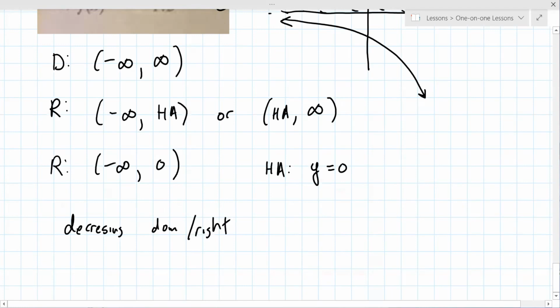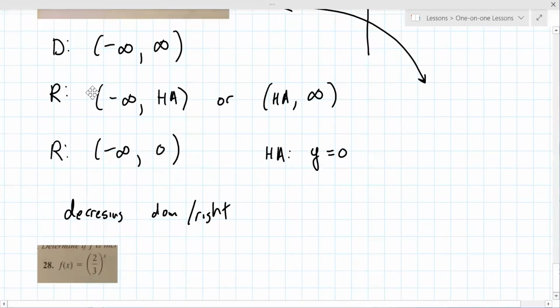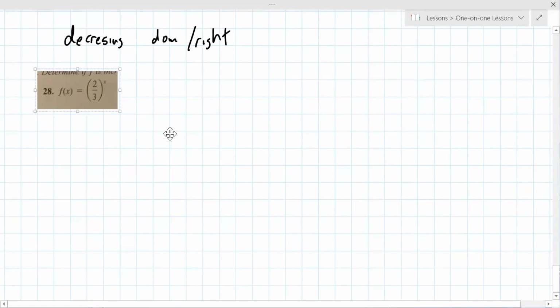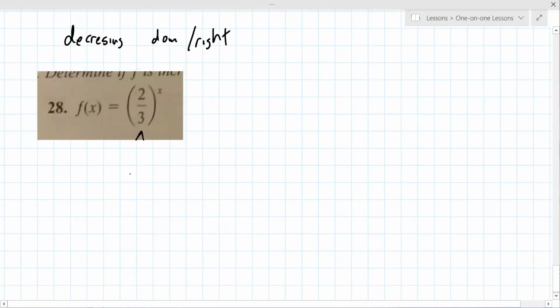All right. 27 through 30. So on to number 28. Okay, so we're doing all of them here. Let me snip the next one in. I would encourage you to graph these on your own. Because this number in here is between 0 and 1, it's decreasing. So the graph of this thing looks like this. Okay, so I've got a good idea of what it looks like.